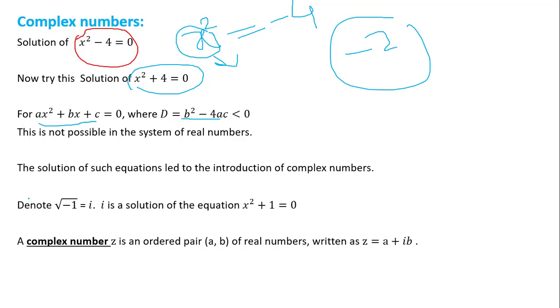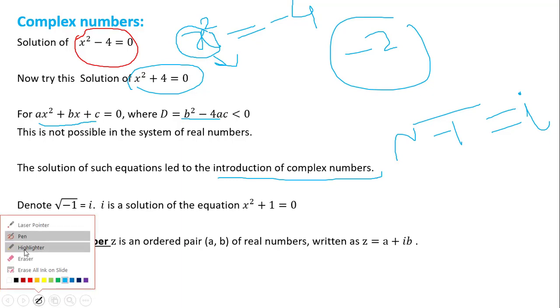So what did mathematicians do then? They extended the system of real numbers and introduced a new system that is called complex numbers. In the system of complex numbers, we denote the square root of minus 1 as iota. Once I have denoted this, now I can solve this as well.